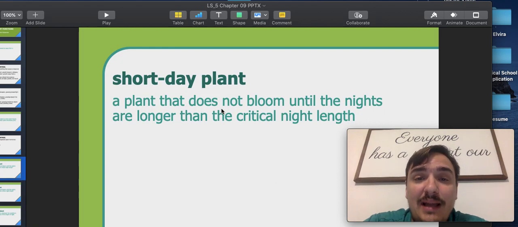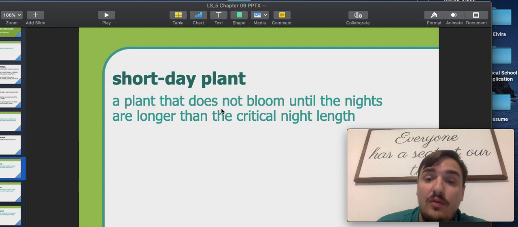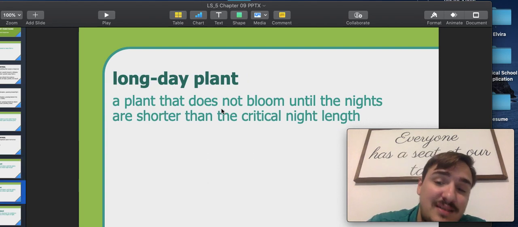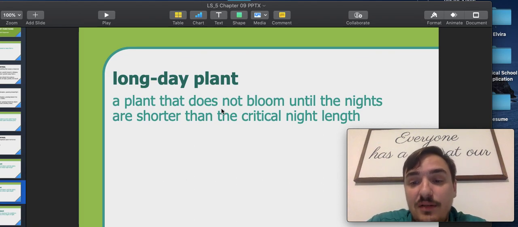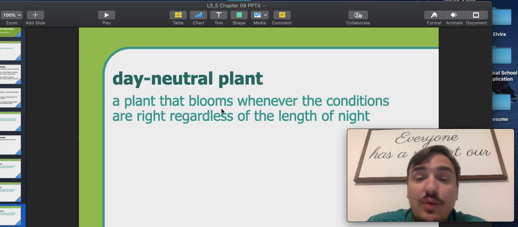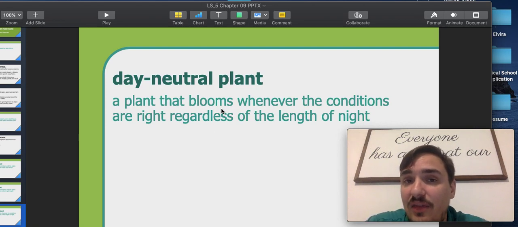A short day plant is actually going to be affected by the night. So always remember, it's not really the length of the day, it's actually how long the night is. So in a short day plant, they need a long night to actually be able to flower. So short day, they need a long night. In a long day plant, it's the opposite. So they actually need a short night to allow the flower to bloom. And then a day neutral plant doesn't really care. It can flower regardless of the length of the night.